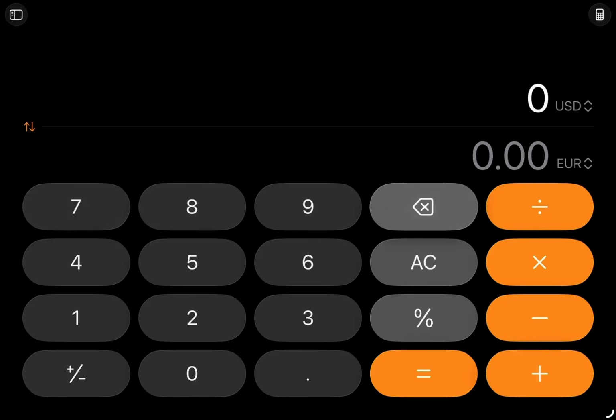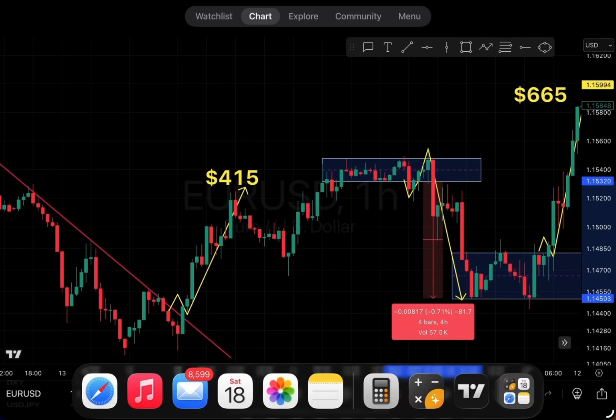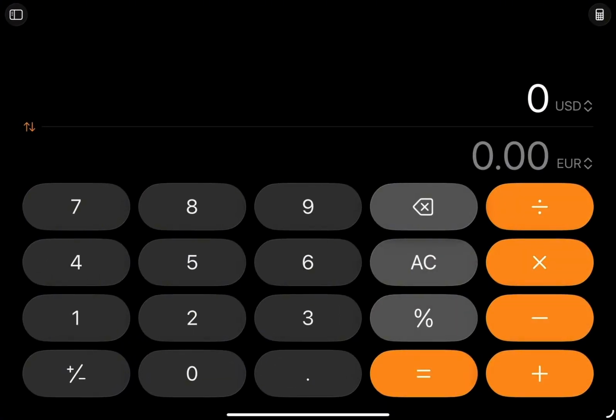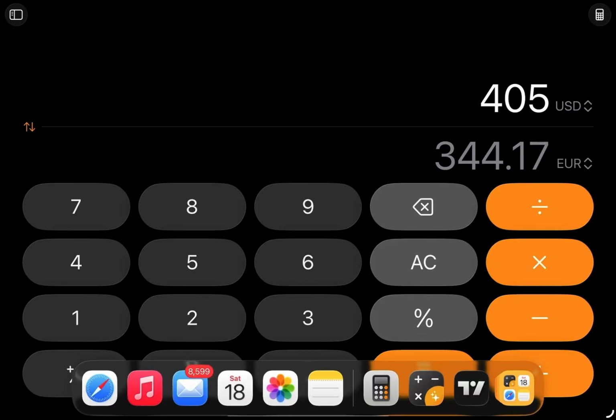So if we risk 22 pips, times it by how much we're risking. We're risking $110. We made how much? 81 pips, to make $405.